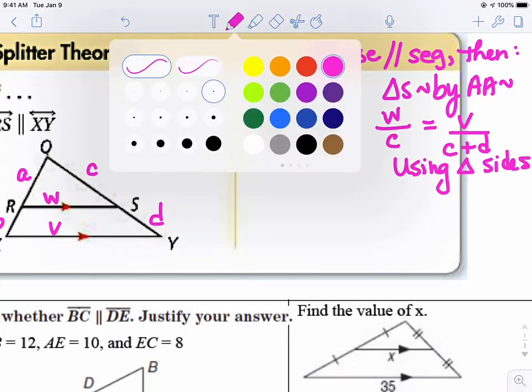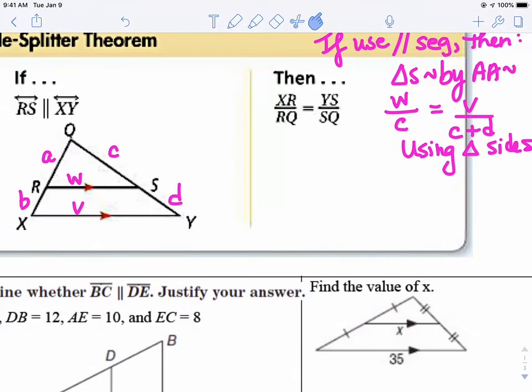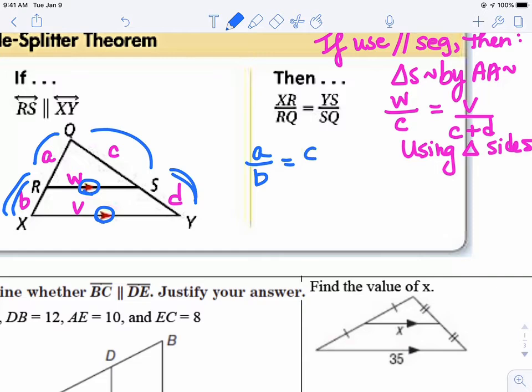What's new in this lesson is, and I probably mentioned this before, when you have those parallel segments, as long as these segments are parallel, then it's true that the segments that are formed on the sides are proportional. So A is to B as C is to D, or any equivalent proportion. So you could say A is to C as B is to D.